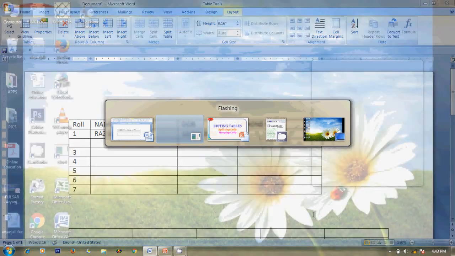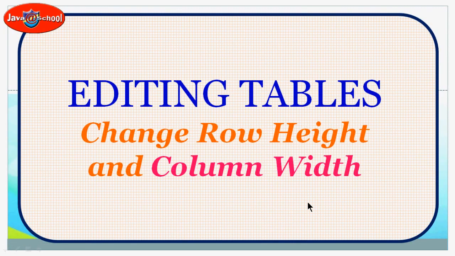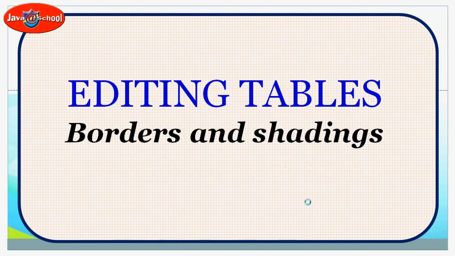Okay. Now let's see what is next. Changing row height and column width. Okay, this we did already. That time only I showed you how to do it. Then borders and shading. How to apply borders and shading.